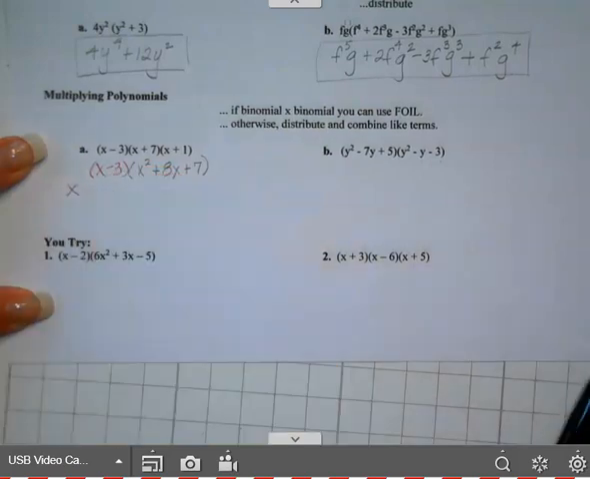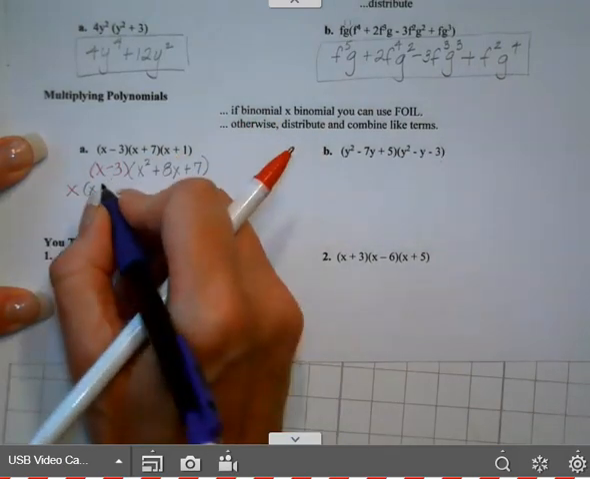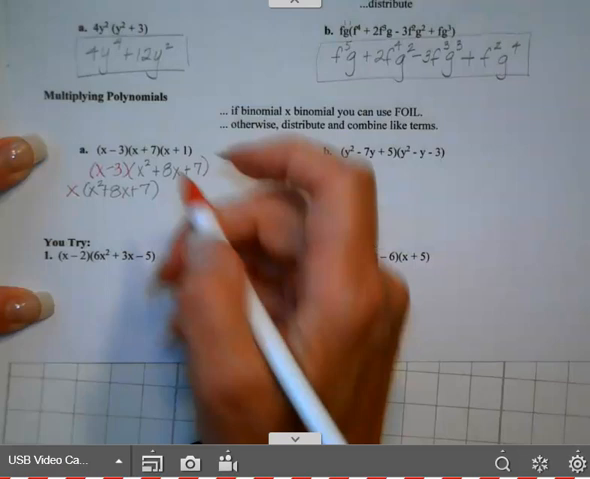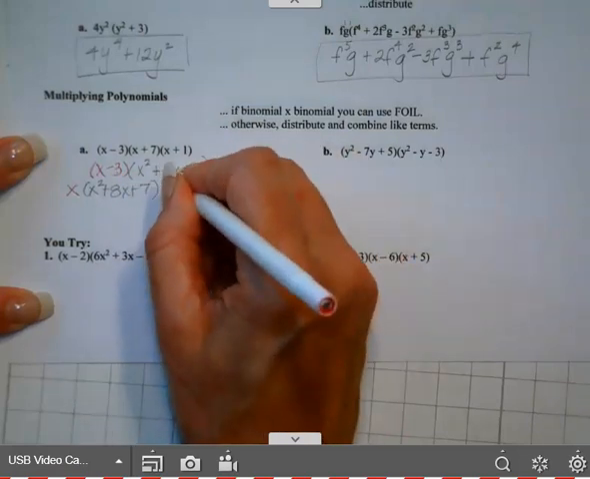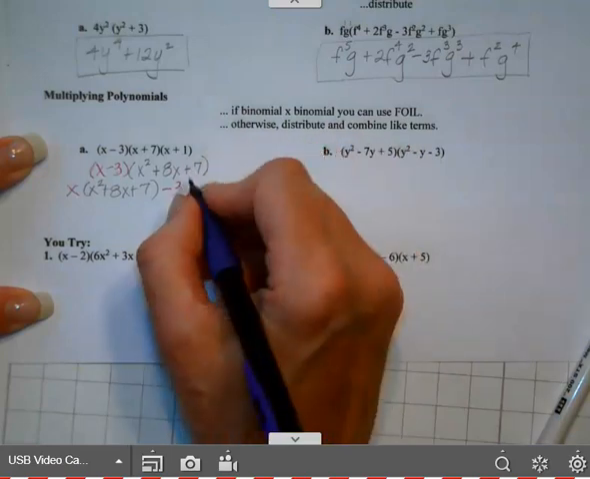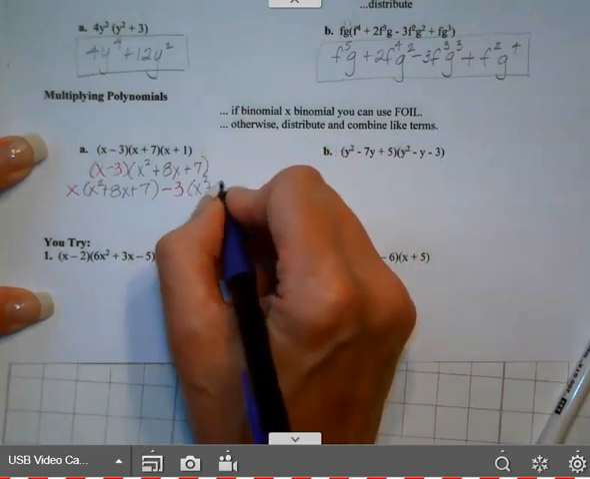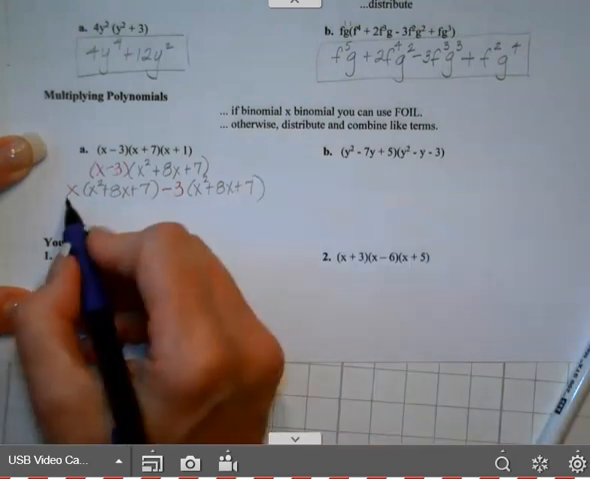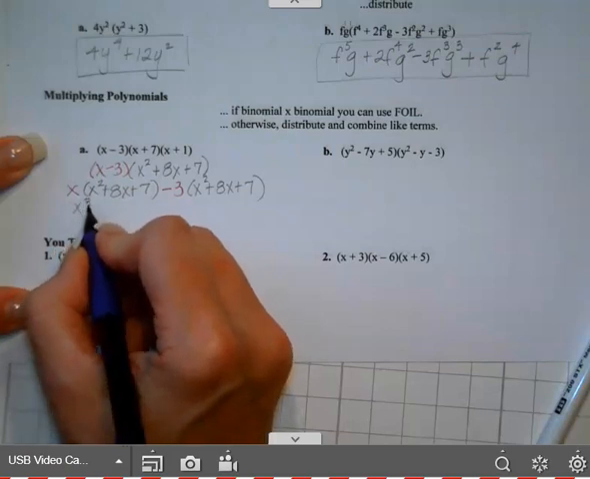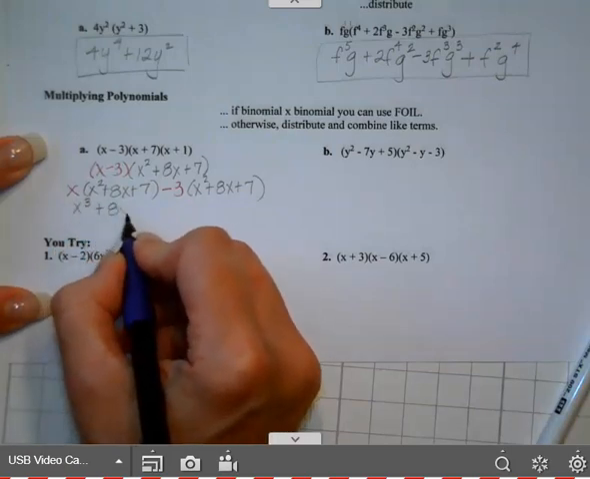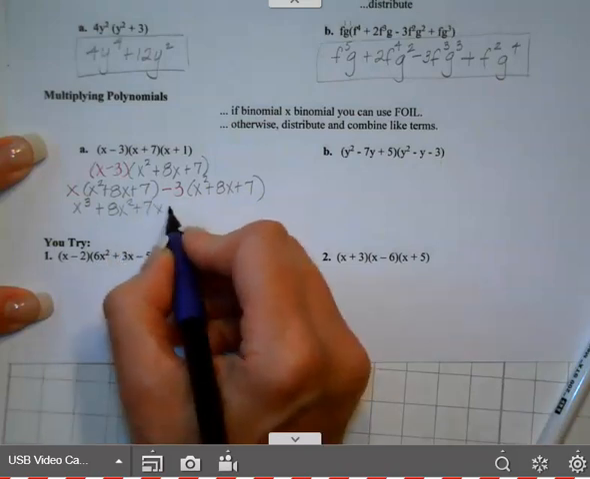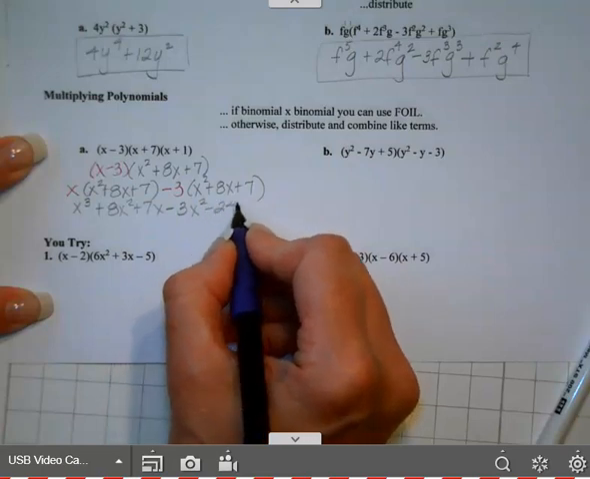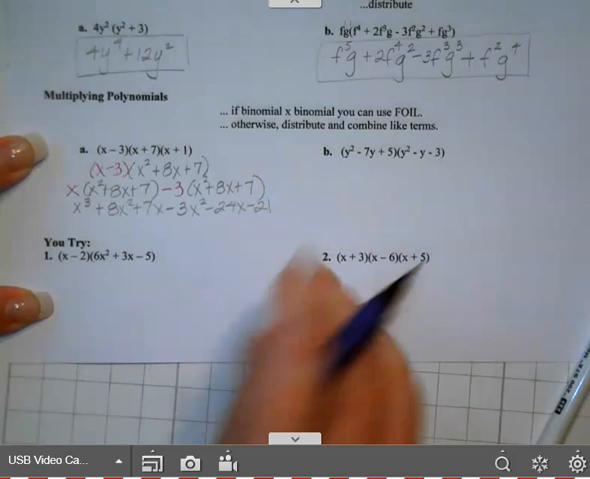So I'm going to write x and then everything in the second set of parentheses. And then I'm going to take the minus 3 and multiply it with everything in the second set of parentheses. Go ahead and distribute this. That's x to the 3rd plus 8x squared plus 7x. Then minus 3x squared minus 24x minus 21.